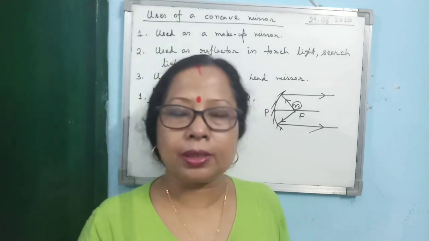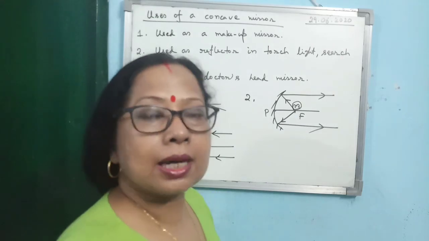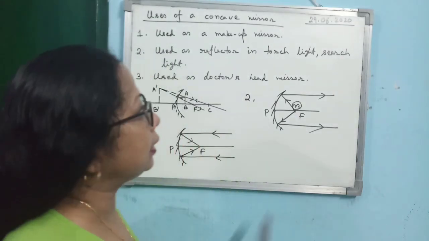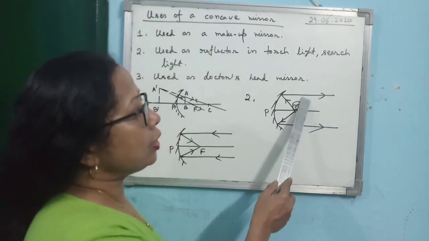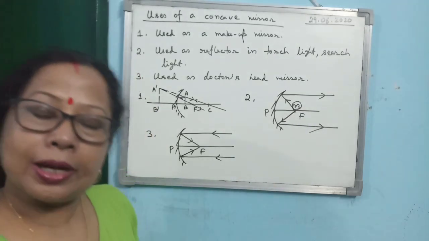When it is a parallel beam of rays, it will be able to travel through a longer distance, and it will serve our purpose of using the torchlight and searchlight. So in torchlight and searchlight, a concave mirror is used as a reflector.